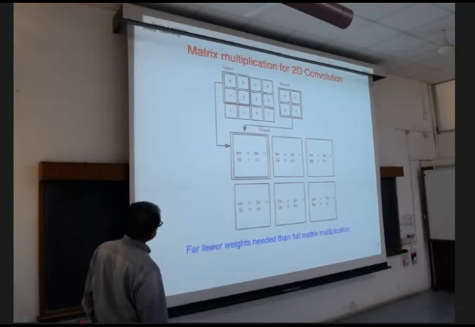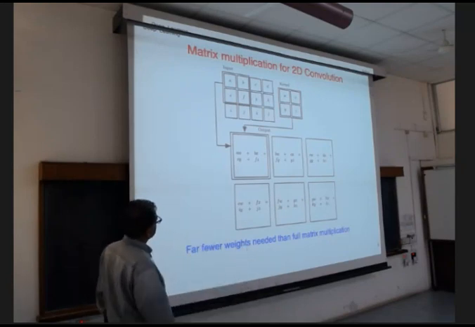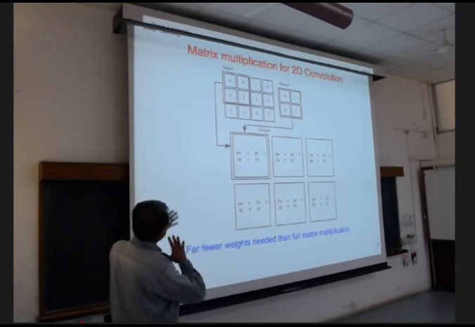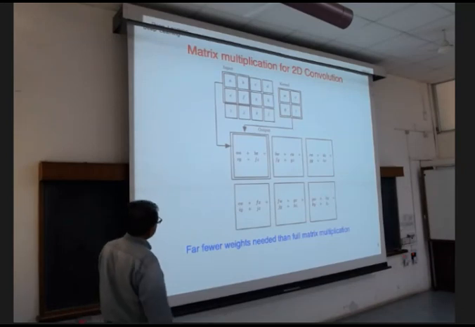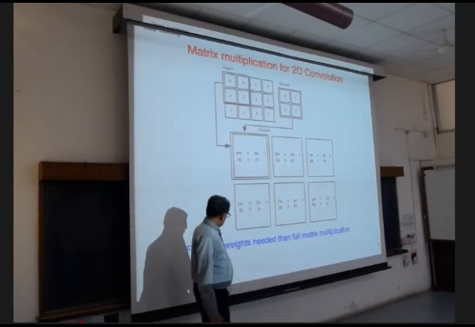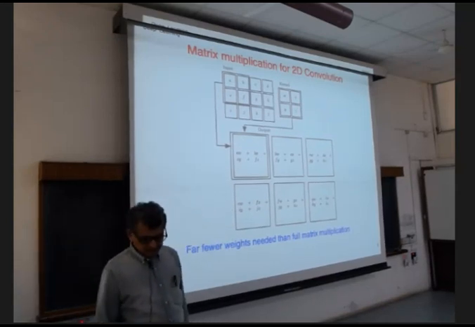And so this says you're creating a new input from one layer. From the input, you're going to the next level of representation of the input. And the number of elements needed to produce that is only four. So fewer weights are needed than for full matrix multiplication.